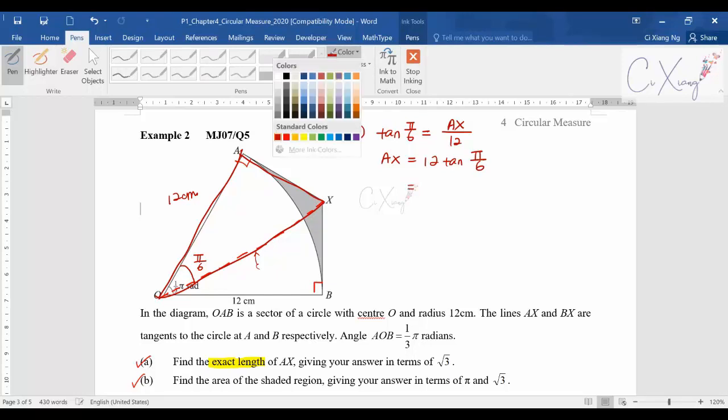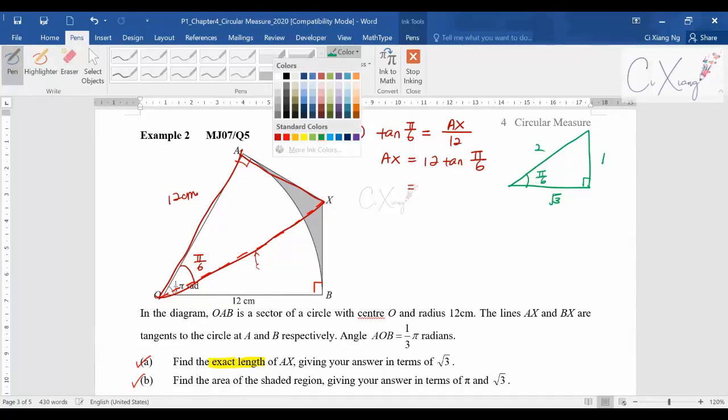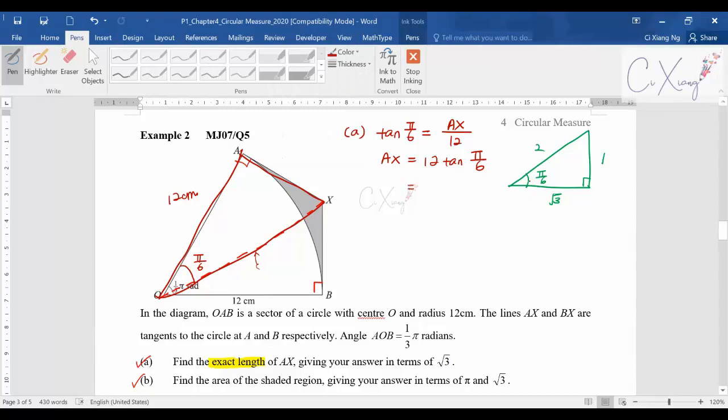If you're using a calculator, then generally you can get the value for tangent pi over 6 very easily, and end up with the answer very easily. If you are not using the calculator, then you can refer to the triangle that we learned before. Just before that we learned 30 degrees, so the 30 degree triangle here is 1, 2, square root 3. So 30 degrees is also actually pi over 6. If they want tangent pi over 6, what's the value? It will be 1 over square root 3. So you have 12 times 1 over square root 3.